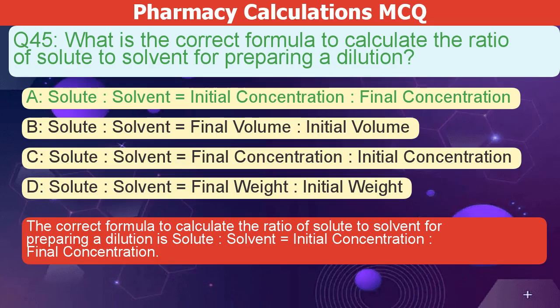The correct answer is A. The correct formula to calculate the ratio of solute to solvent for preparing a dilution is solute to solvent equals initial concentration to final concentration.